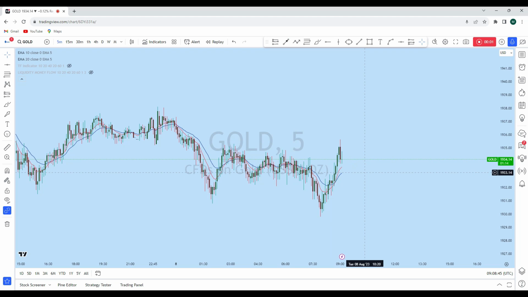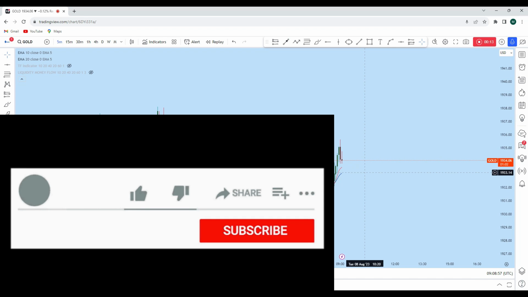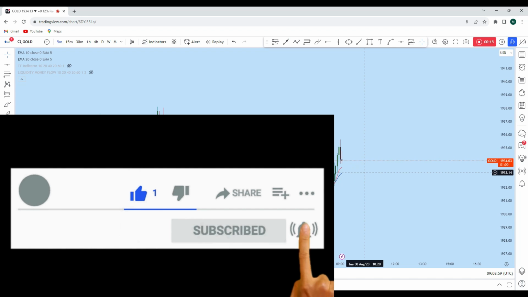Hello trader, I'm going to do a complete multi-time frame analysis on gold. Let's see what kind of trading opportunity we currently have in this instrument. Now from the lower time frame, we can see that gold is currently showing significant trading opportunity.